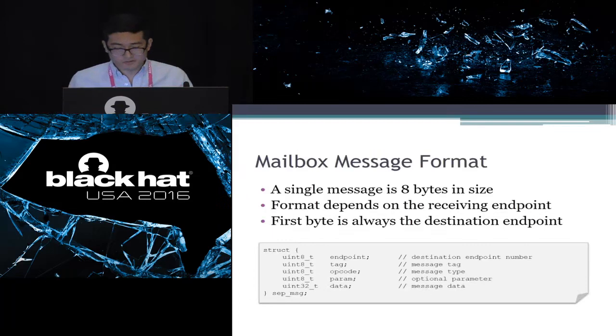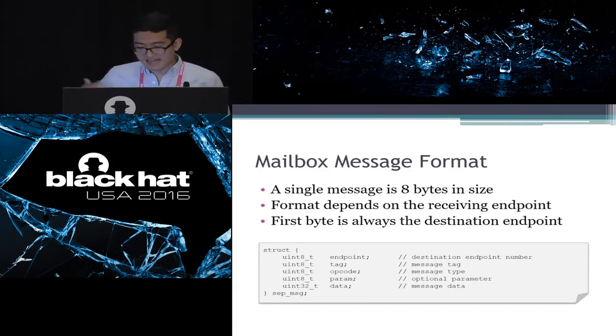So this is the actual format of the message. Since the inbox and outbox registers are both 8 bytes in size, each message is only 8 bytes in size. Depending on the destination endpoint of the message, they can have different formats. But there's only one constant in the formats: the first byte must be the endpoint index or endpoint number. But a lot of them have this format that's on the screen right now.